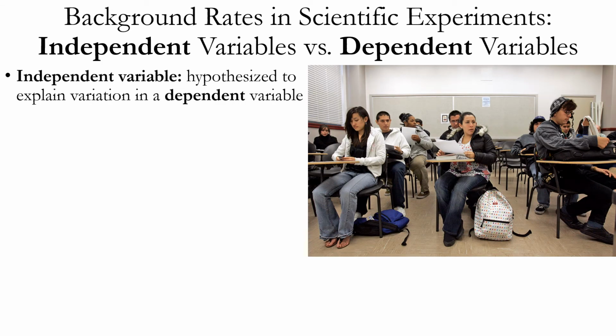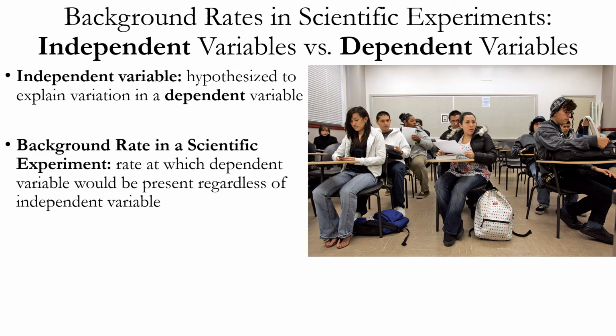Background rates also show up in scientific experimentation. Scientists distinguish between independent variables and dependent variables. The independent variable is the one that's hypothesized to explain variation in a dependent variable. So the independent variable is the one that you can vary experimentally. You shift it from trial to trial to see if that shift has any effect on what you're observing in the dependent variable. You can say that the background rate in a scientific experiment is the rate at which the dependent variable would be present in the population, regardless of whether the independent variable is present.